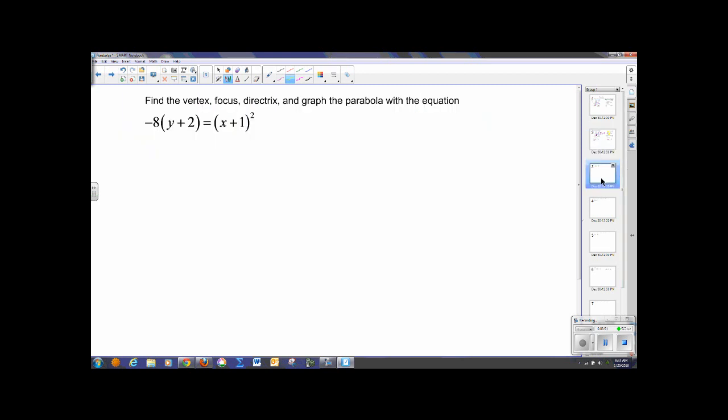So let's go back to this problem now. And we see we've got a center, or a vertex in this case, at (h, k). H always comes with the x, k always comes with the y. So I have -1 and -2 as my vertex. While I'm doing this, I'm going to take and graph it at the same time.